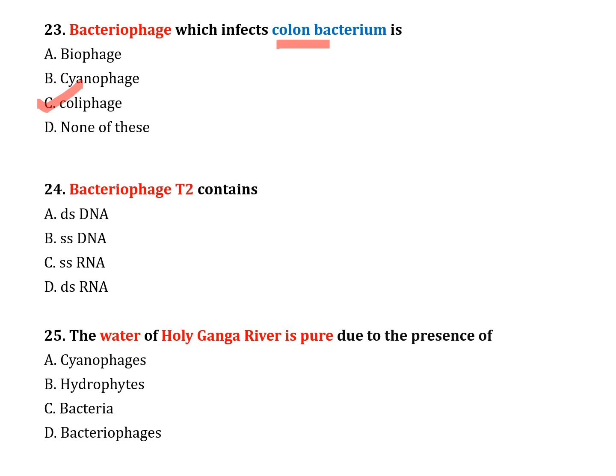Bacteriophage T2 contains option A, double stranded DNA. Option B, single stranded DNA. Option C, single stranded RNA. Option D, double stranded RNA. Correct answer is option A, double stranded DNA. The next question, number 25.